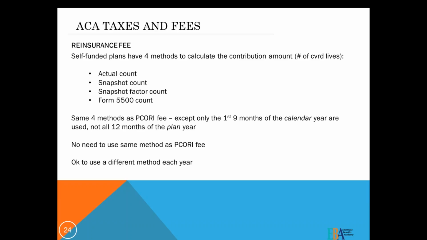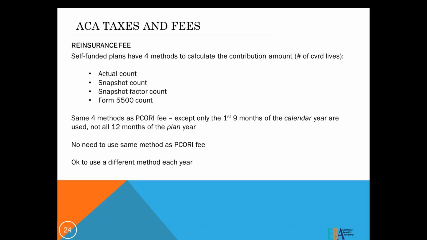So just like the PCORI fee, when it comes to reinsurance, we have several different methods to calculate the contribution amount. The fully insured plans are really going to rely on their health insurance carriers to report the number of covered lives and pay the fee. The health insurance carrier has probably raised the premiums in order to cover these particular fees. Also, like PCORI, the self-insured or self-funded plans have 4 methods to calculate the number of covered lives: the actual count, the snapshot count, snapshot factor count, and the Form 5500 count.